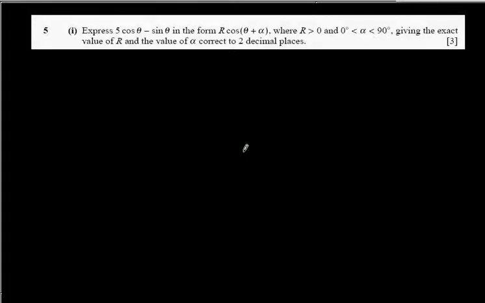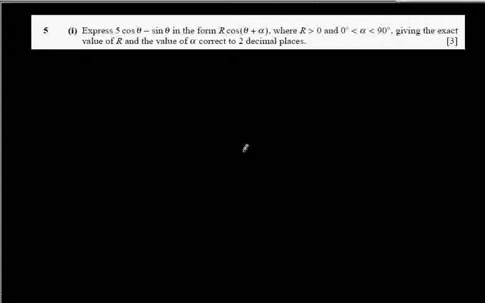Okay, so the r cos and r sine formula. We are told to express 5 cos theta minus sine theta in the form r cos(theta plus alpha), where r is greater than 0 and alpha is between 0 degrees and 90 degrees, giving the exact value of r and the value of alpha corrected to 2 decimal places.